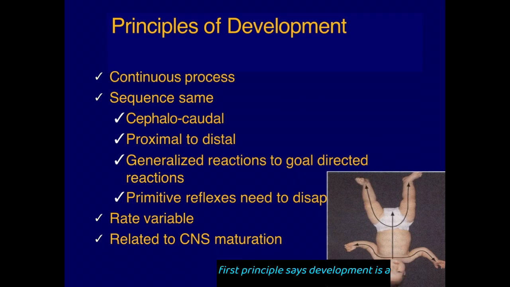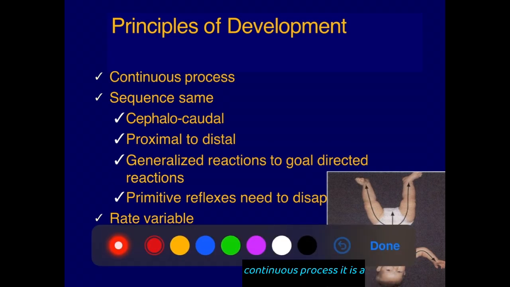So the first principle says development is a continuous process. That means ये लगातार चलता ही रहेगा from birth till grave, right? Then the sequence will be the same as that of growth, that is cephalocaudal, then proximal to distal, then generalized reaction to goal directed reaction, then primitive reflexes disappear. ठीक है?